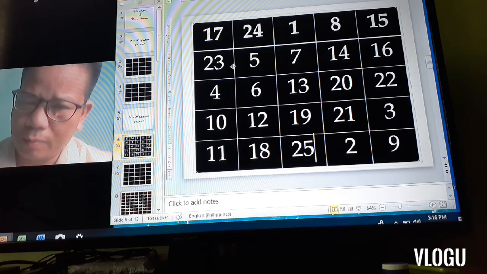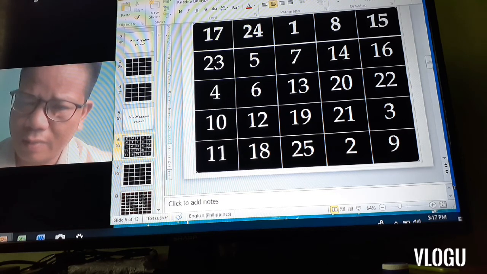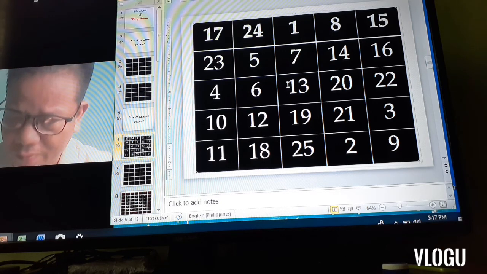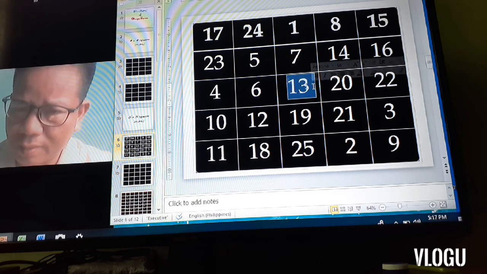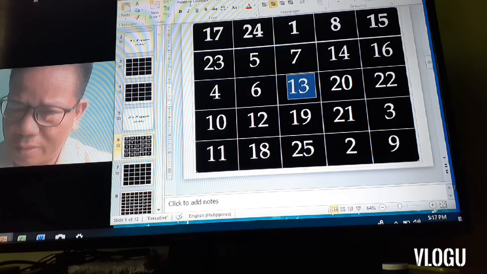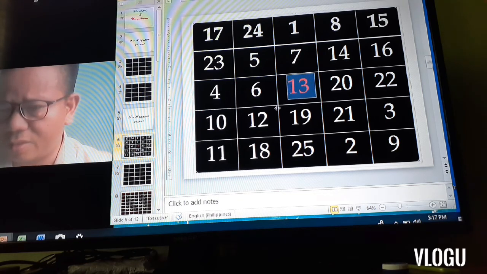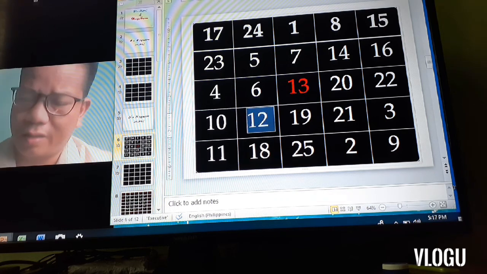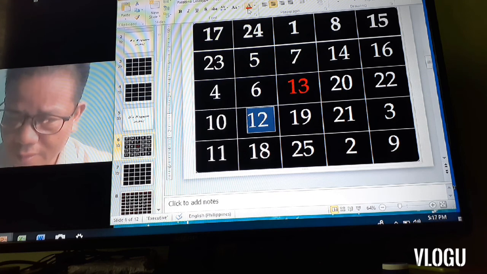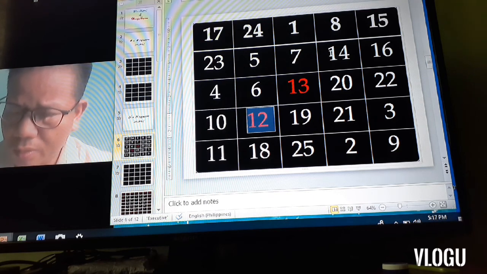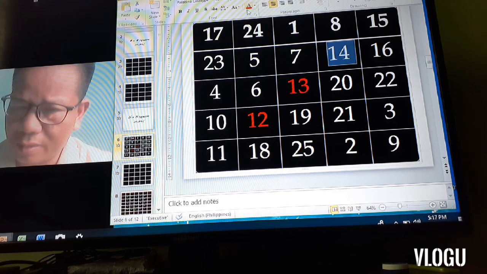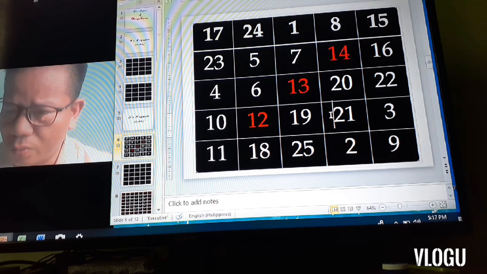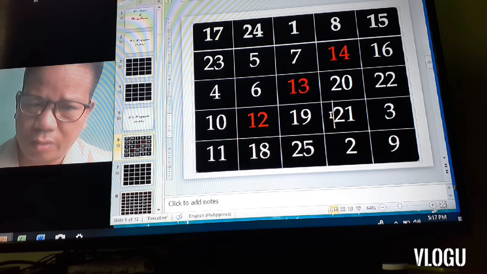Let us check for vertical. 17 plus 23 plus 4 plus 10 plus 11 is equal to 65. As well as 24 plus 5 plus 6 plus 12 plus 18, 25, 65. 15 plus 16 plus 22 plus 3 plus 9 is 65. How about diagonal? We have 11 plus 12 plus 13 plus 14 plus 15 is 65. 17 plus 5 plus 13 plus 21 plus 9 is also equal to 65.